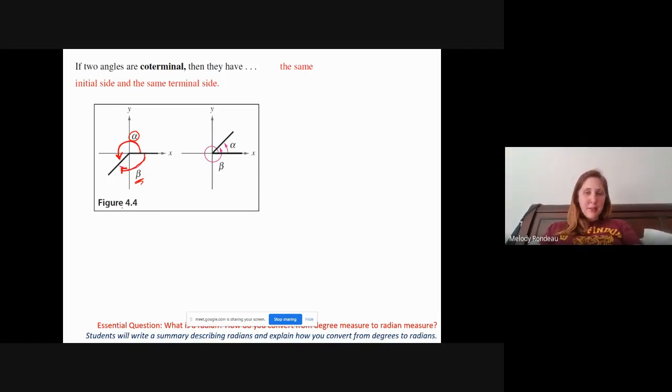You can also see in the second picture that you can create coterminal angles by completing a whole circle and coming back. Let's say alpha is 50 degrees, for example. Then beta is the one with the little swirl. We start at the x-axis and go past the terminal side and keep going around, but when we stop, we still stop at that terminal side. Those are considered coterminal angles. The only rule is you start and stop in the same place.